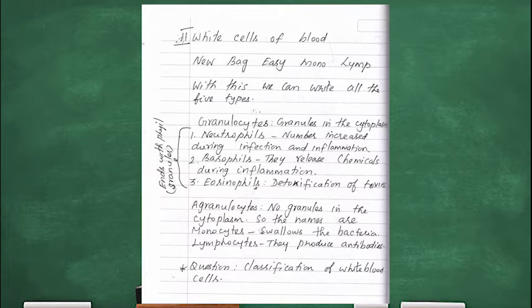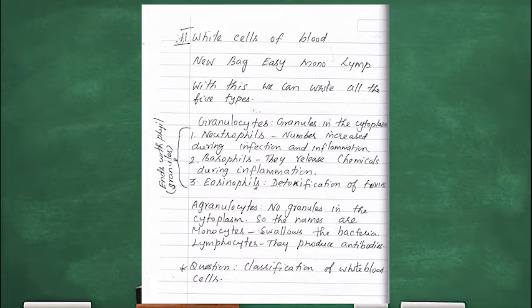Then I will tell you the functions. Neutrophils: their number increases during infection and inflammation. Basophils: they release chemicals during inflammation. Eosinophils: used for detoxification of toxins. First, granulocytes over. Next comes agranulocytes.